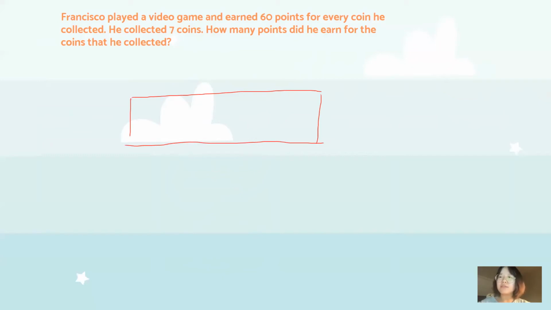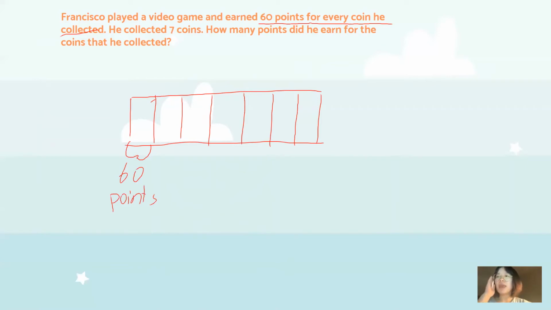So we have 7. So 1, 2, 3, 4, 5, 6, 7. We have 7 for 7 coins, and it says 60 points for every coin he collected. So each little bar represents 60 points. And what's our question? How many points did he earn for coins that he collected?